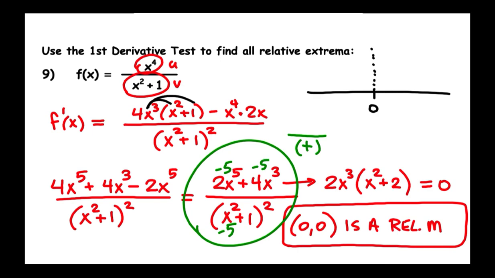what am I doing? How about -1? Let's not go crazy here. If you put -1 up top, you can see that you're going to get -2 minus 4. That's negative. -5 would also give you a negative. All right, so the graph's going to fall. It sure looks like 0, 0 is going to be a relative min, but let's make sure.